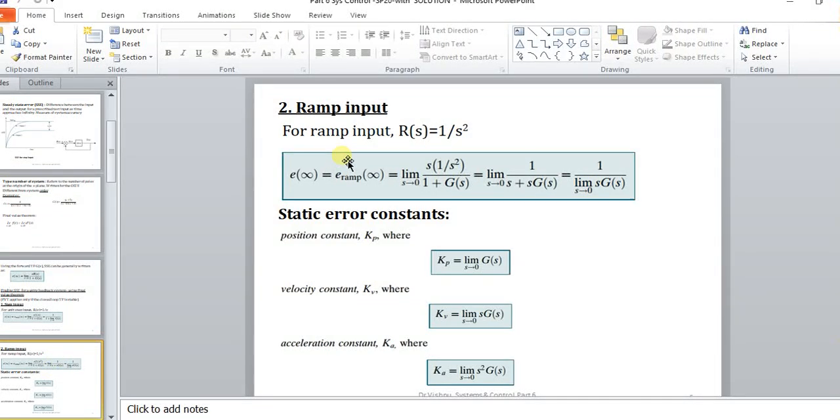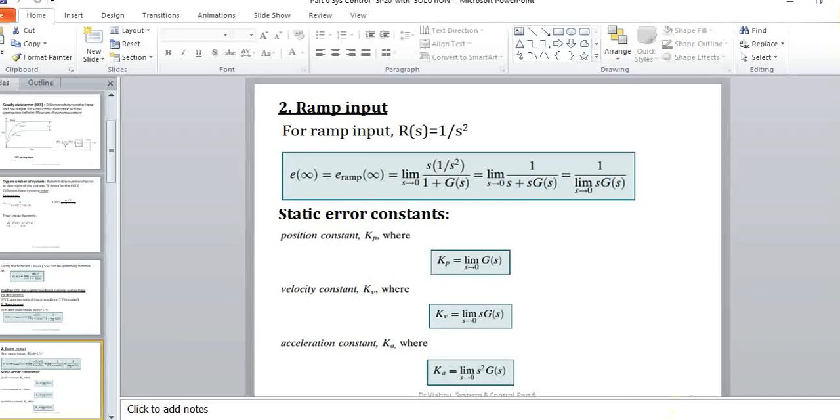Now we'll take ramp input. For ramp input, you can refer to the Laplace table that we used in part 2 and 3. That table says for ramp input, the Laplace will be 1 over s squared. So if you apply this 1 over s squared here, then this s will go with the 1 over s here. So we have 1 over s plus s G(s). Now this is if you want to write it in terms of the formula directly.